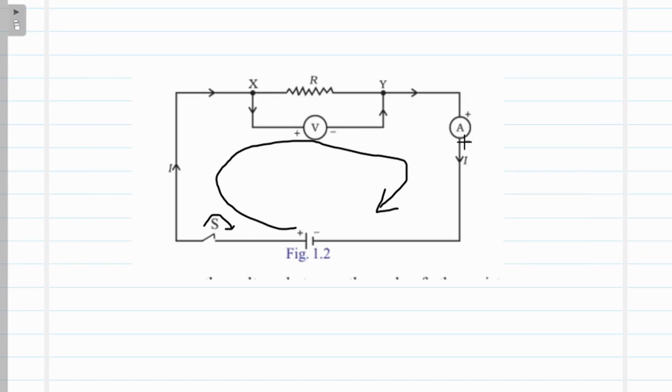But after reaching here, I want to know how much current is lost and how much current comes out from the resistor. So I connect one ammeter in this place. The current will pass from this way to this way. In between, I use one potentiometer, and after that I use one ammeter. That's it. Got it?